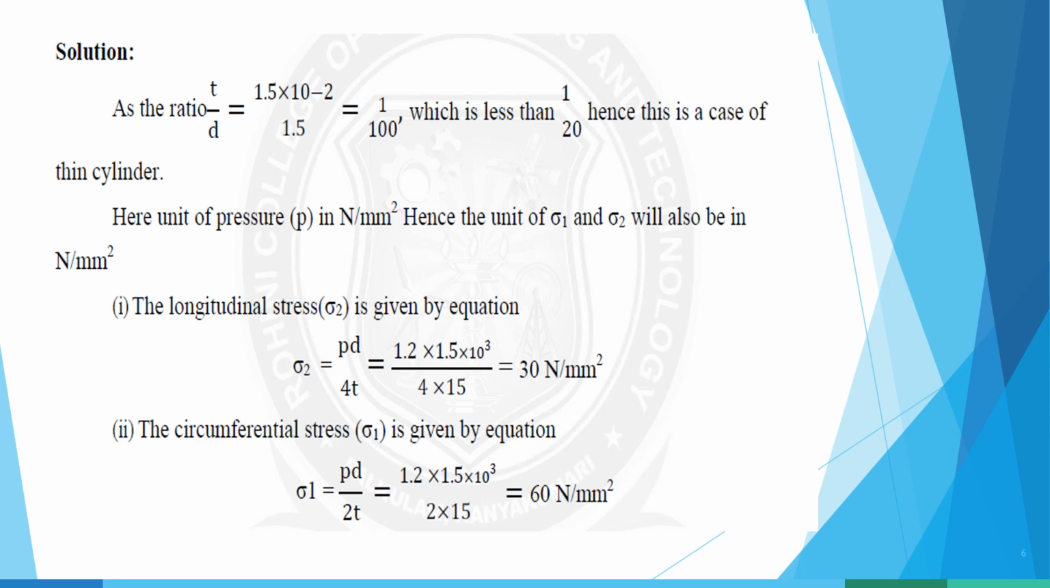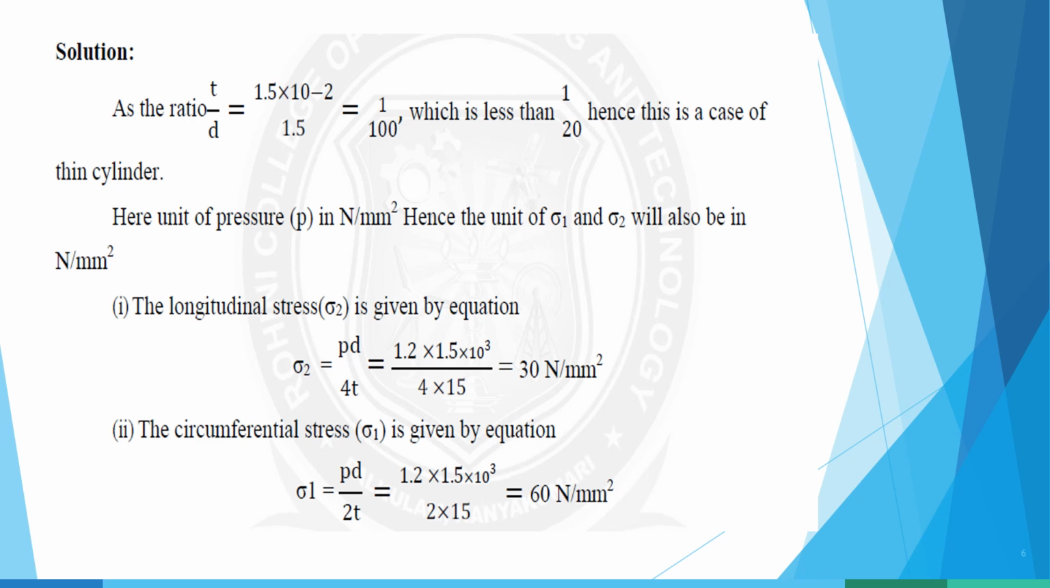Solution. The ratio T by D is equal to 1.5 into 10 to the power minus 2 divided by 1.5, therefore equal to 1 divided by 100, which is less than 1 divided by 20. Hence, this is a case of thin cylinder. Here, the unit of pressure P is Newton per mm squared. Hence, the unit of sigma 1 and sigma 2 will also be in Newton per mm squared. The longitudinal stress sigma 2 is given by the equation sigma 2 is equal to PD divided by 4T, which is 1.2 into 1.5 into 10 to the power 3 divided by 4 into T value 15. Then we got the sigma 2 value 30 Newton per mm squared.